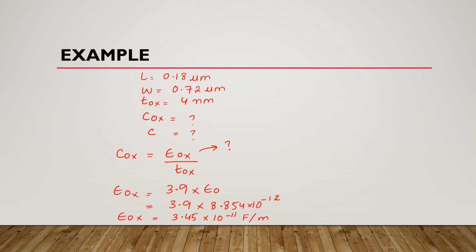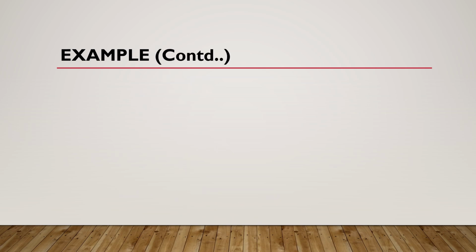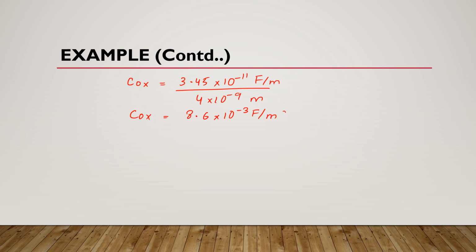Now we put the value of this permittivity of silicon dioxide in the formula of capacitance of the oxide layer. We get this equation, and here we have thickness which is 4 nanometer. After solving this you will get 8.6 into 10 raised to the power minus 3 farad per meter square. So this is the value of the capacitance of the oxide layer.